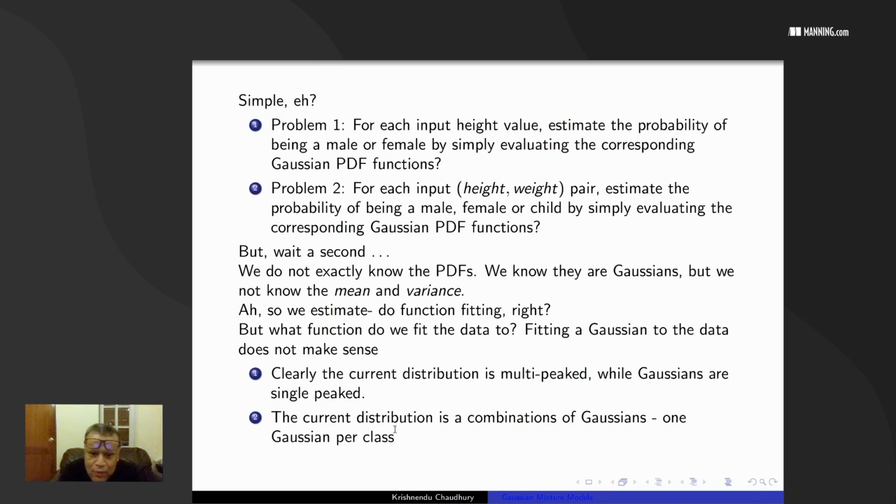But then what function do we fit the data to? Fitting a Gaussian obviously does not make sense. Clearly the distribution is multi-peaked. Gaussians are single-peaked. The current distribution is a combination of Gaussians, one Gaussian per class. So fitting a single Gaussian would not do the job.